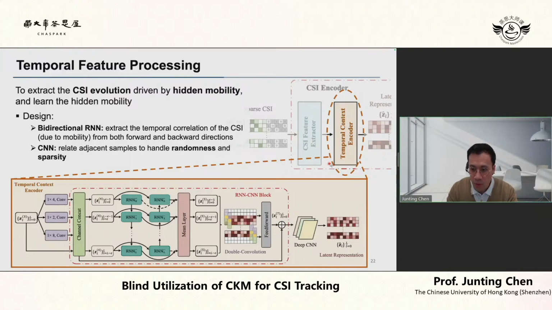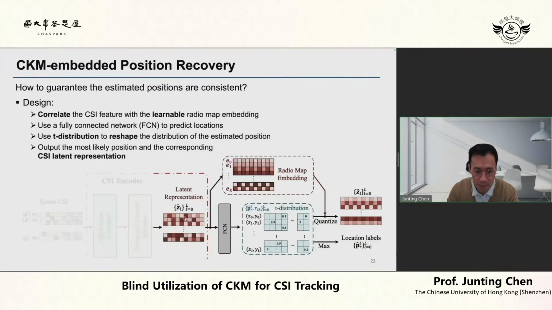Then with these two modules, we have acquired a latent representation of the CSI. So the last part is to try to correlate the CSI feature with the embedding vector of the radial map, and then we inject this correlation into a fully connected network. And here comes the challenge.